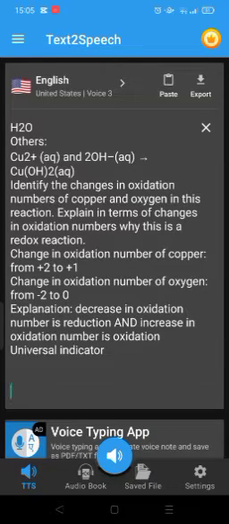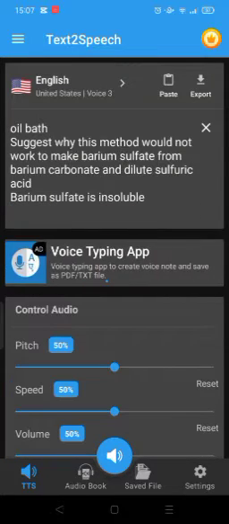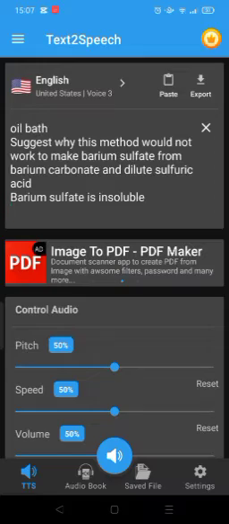Suggest how the mixture of alcohols can be heated safely. Water bath, electric heater, heating mantle, oil bath. Suggest why this method would not work to make barium sulfate from barium carbonate and dilute sulfuric acid. Barium sulfate is insoluble.